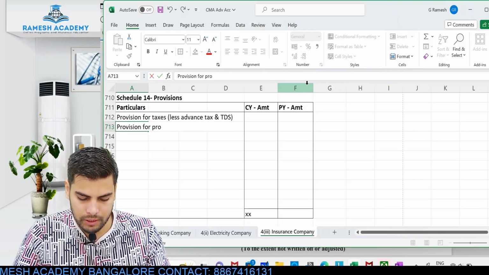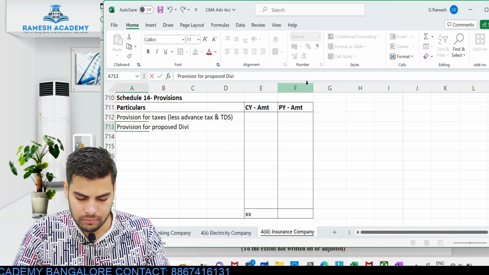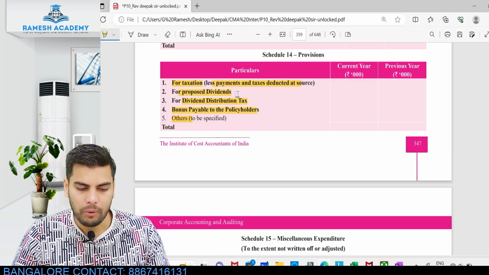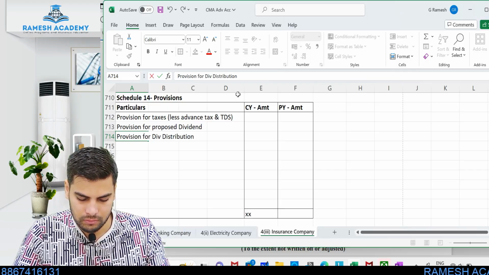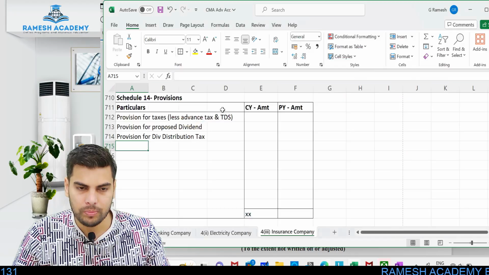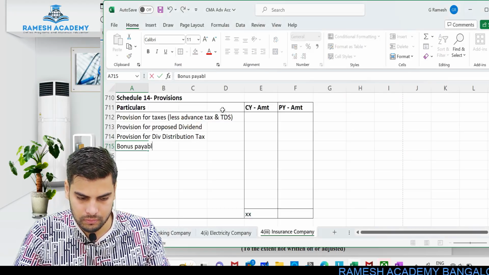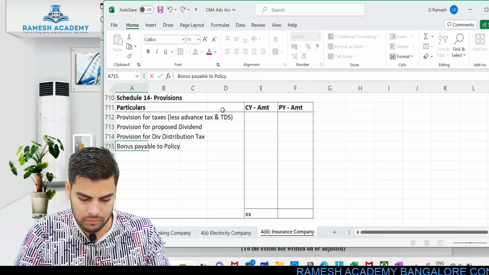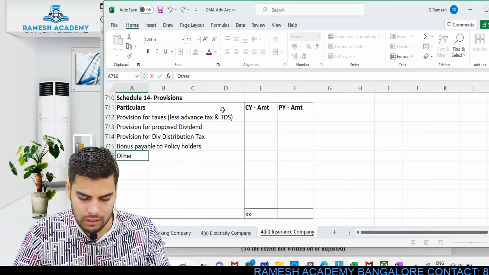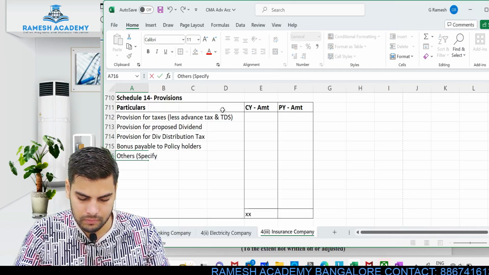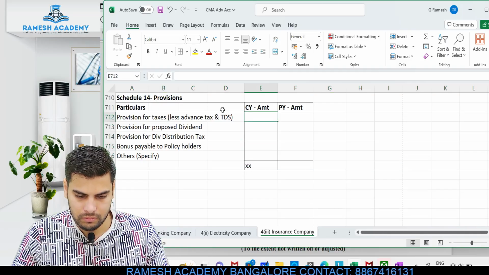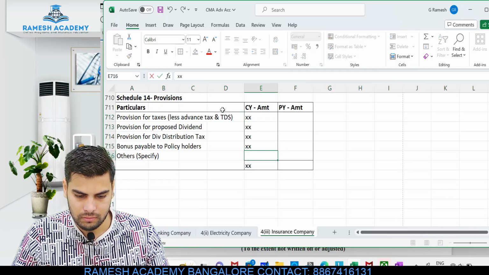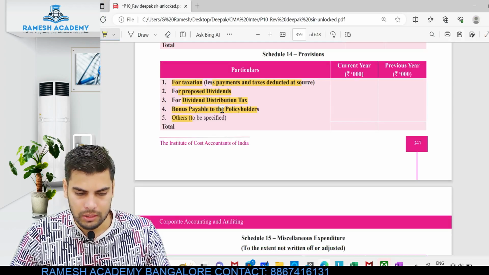provision for proposed dividend. Okay, then we have got provision for dividend distribution tax. Okay, bonus payable to policyholders. And then others, just specify the same. Simple. So that's all relating to the provision.